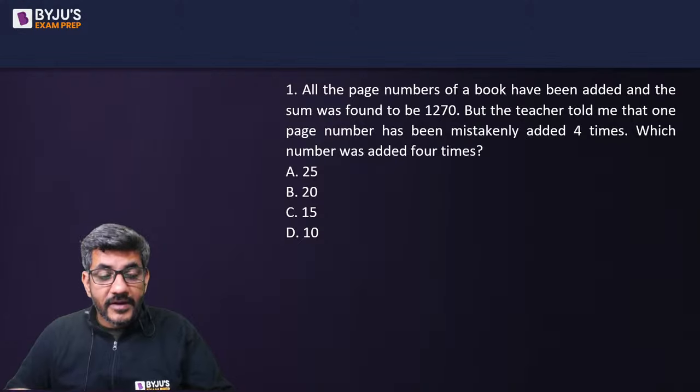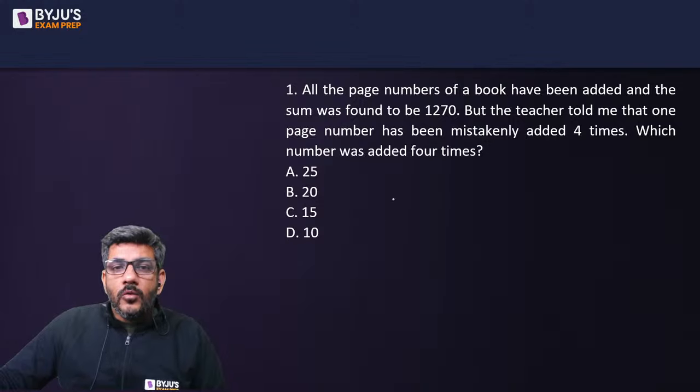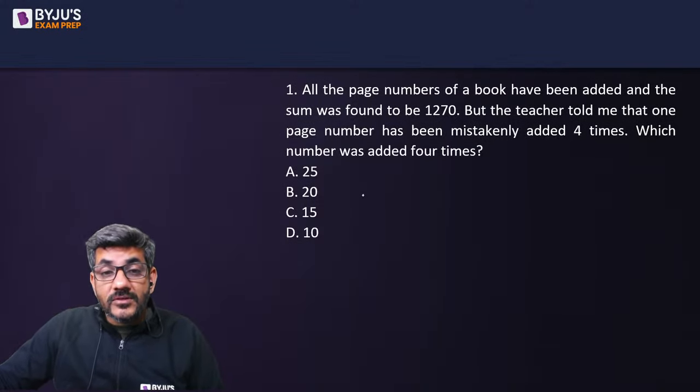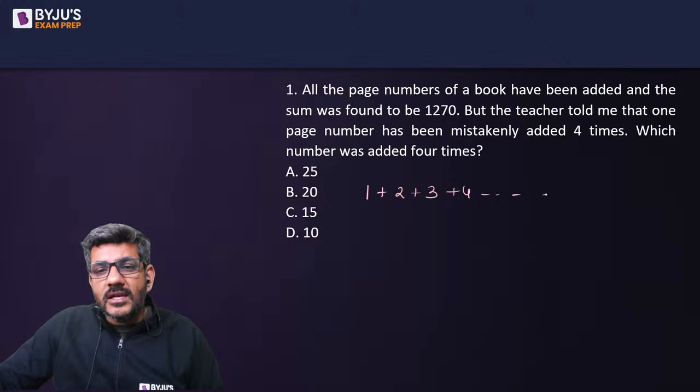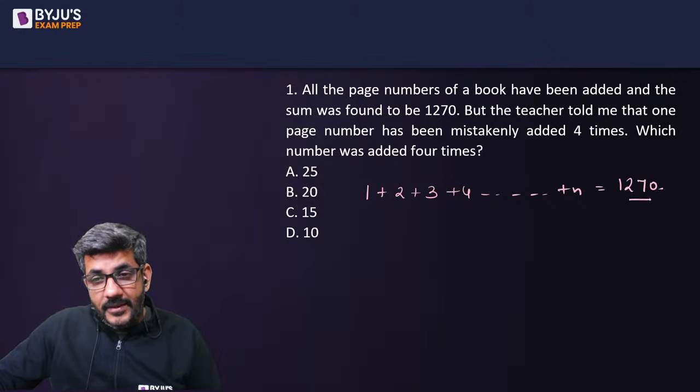Sukrit has got 15. Tanisha got 20. Let's see what is the right answer for this question. चलिए करना शुरू करते हैं question को. Now, when he says that all the page numbers have been added and the sum was found to be 1270, the page numbers would be 1 plus 2 plus 3 plus 4, and so on. Let us say the last page number is n. They are added and we got 1270, right?